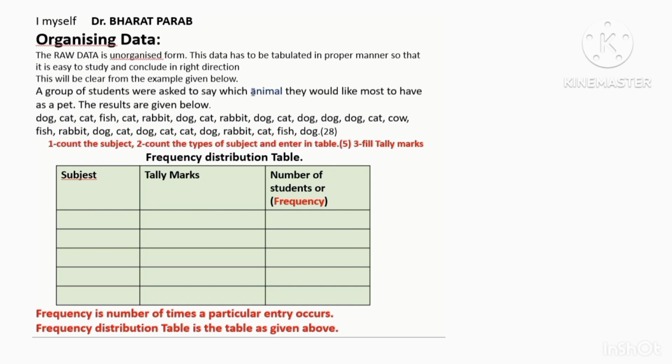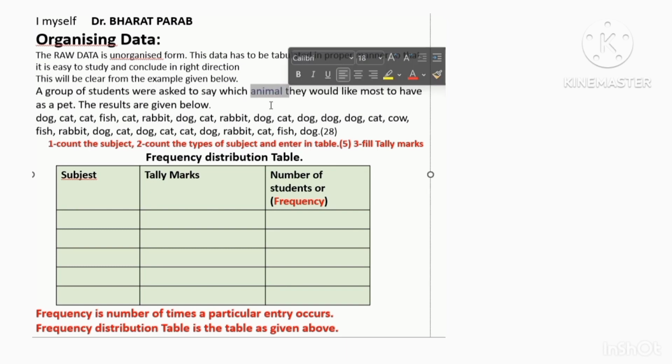The example is a group of students asked to say which animal they would like the most to have as a pet. The results are given below. These are the animals, and students declare them. For such an example, follow these steps.